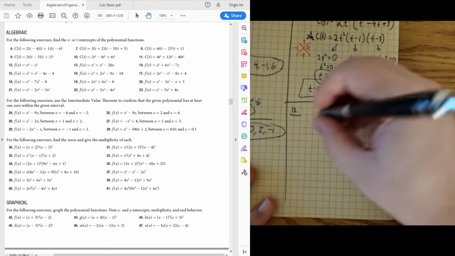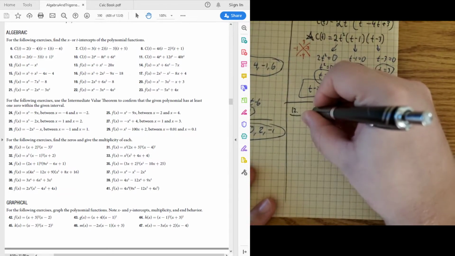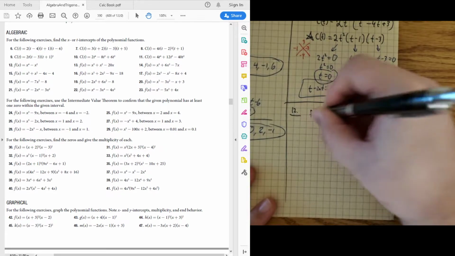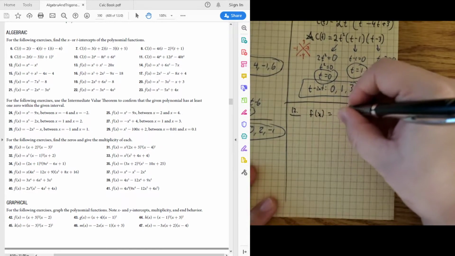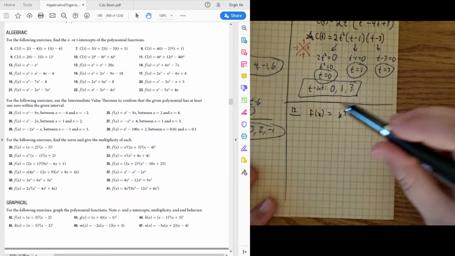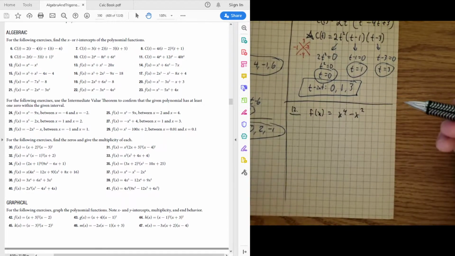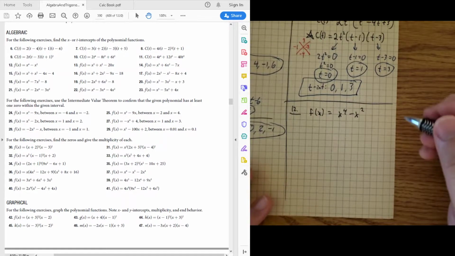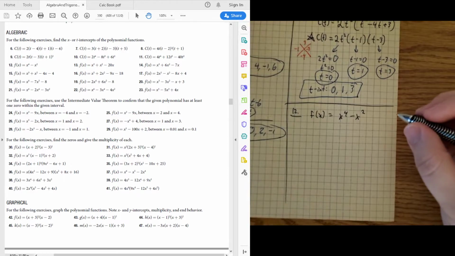Number 12 states we have f of x equal to x to the 4th minus x squared. I look at the problem, I instantly notice it's not in factored form. That's an issue. So, first step, I'm going to put it in factored form. How do I do that? Well, I go into my list.